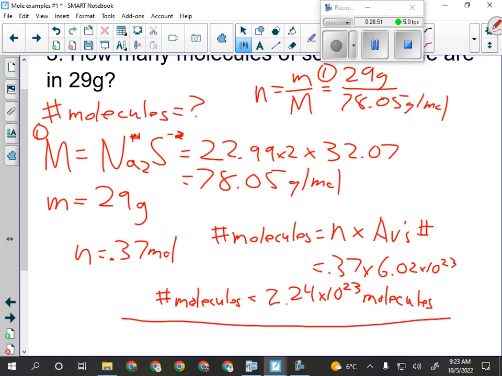You get a mark for that step and a mark for that step, so that would be a 4 mark, maybe even a 5 mark question if I was feeling generous. Okay?